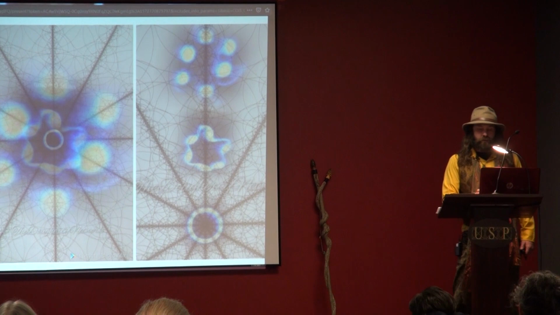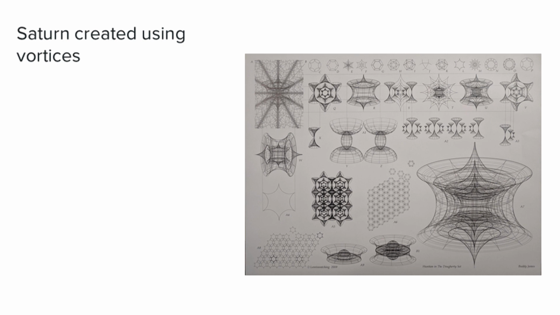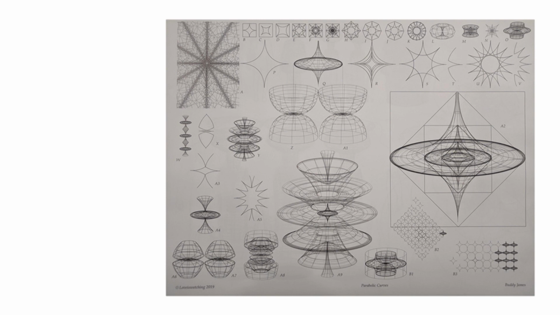Saturn created using vortices. Saturn here created using a set of vortexes. And Terrence is working on the same work with a colleague of ours, Chris Monk, and David Johnson. This right here is that form, remember, that we were talking about, of the spinor. That's the same thing. So you have the geometry once again inside of the central filament.